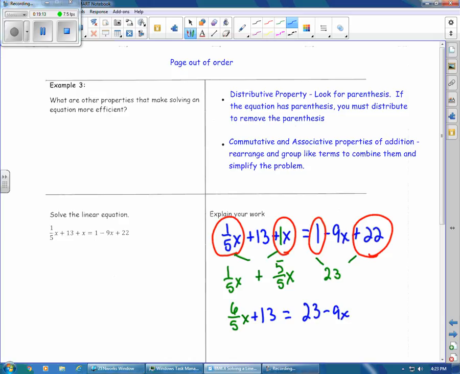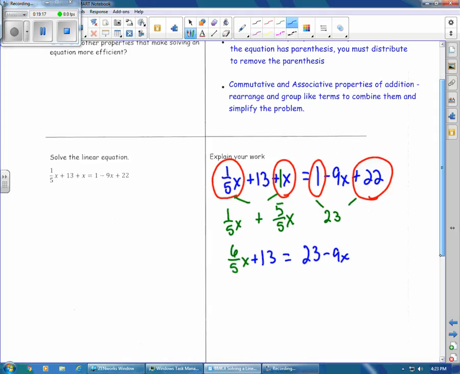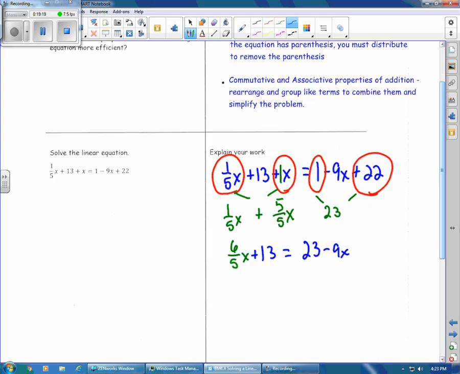Okay. The next thing I want to do is get all of my x terms to one side or the other. Again, I'm partial to positive numbers, so I'm going to move my negative 9x. So I'm going to add 9x to both sides. Uh-oh, again, I've got to deal with this fraction issue. Again, I have to have the same denominator. So I know that 9 is the same as 9 over 1.